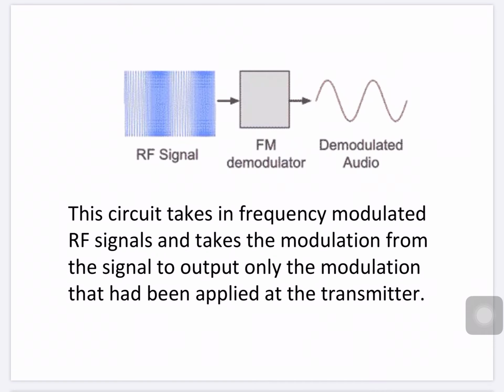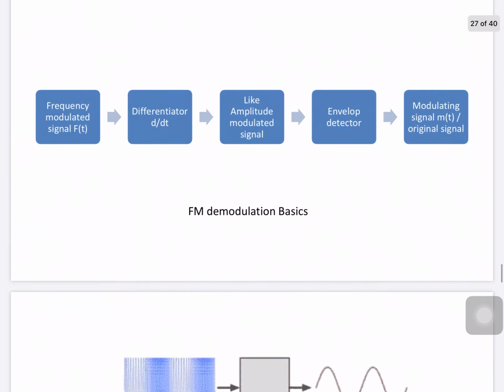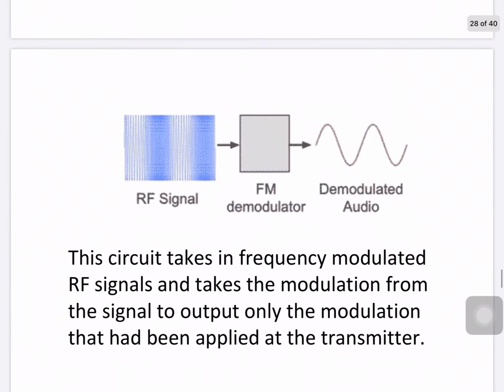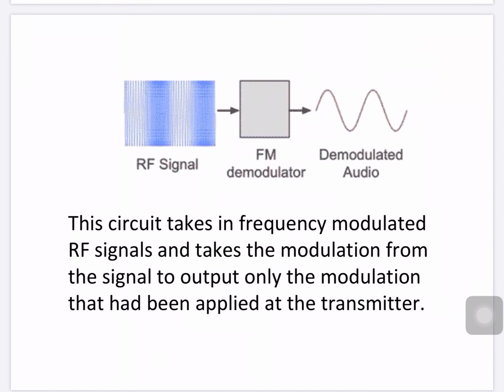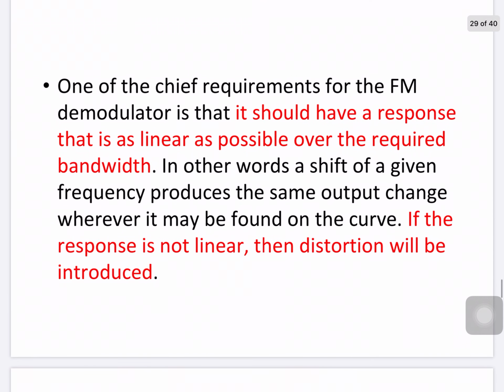So here the envelope detector circuit is used. This circuit takes in the frequency modulated RF signal, and it is fed to the frequency demodulator, and then we get the demodulated audio signal.